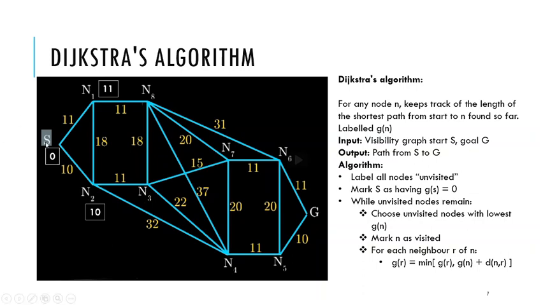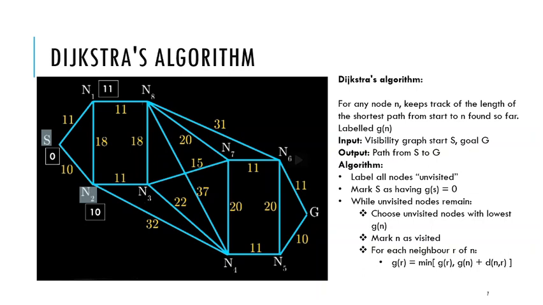We are done, and we continue through the loop, and I am going to choose the unvisited node with the lowest g of n. After this you have two nodes. Which is the lowest one? This is the lowest one, so we will take this n2 and mark it as visited, and then I am going to look at all the neighbors of n2.